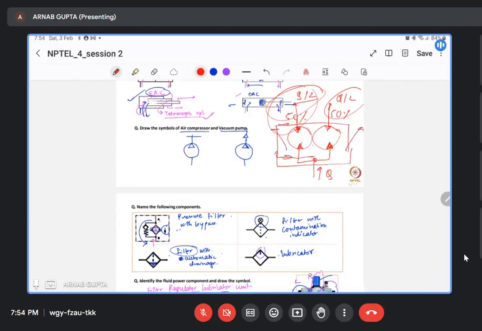Now, suppose you are designing a shop where you have two or three hydraulic presses of different capacities. One is running at a higher discharge, another is running at lower discharge. In that case, you are choosing the flow divider, say 50, 30, 20, like that. Depends on your application, 40, 40, 10.